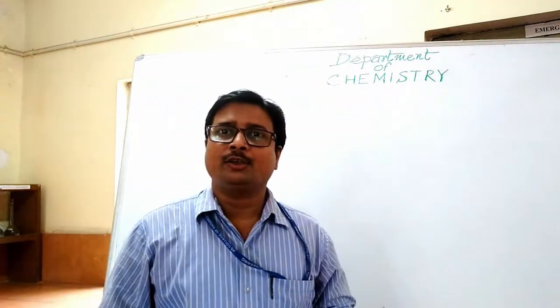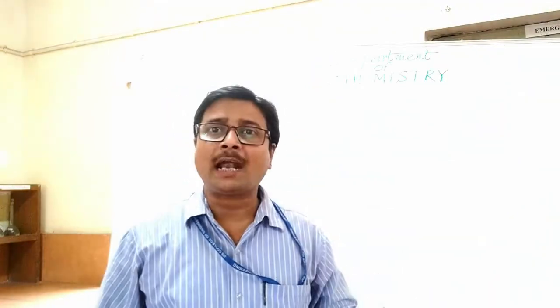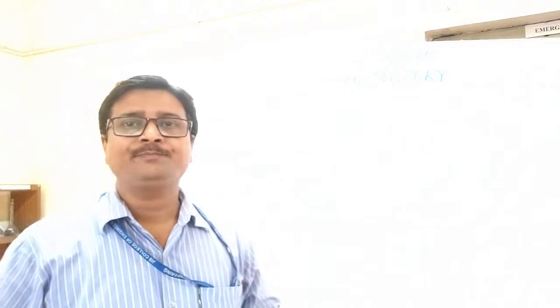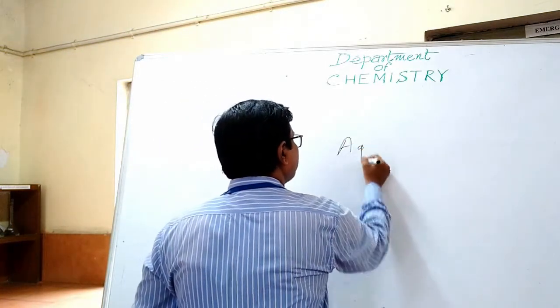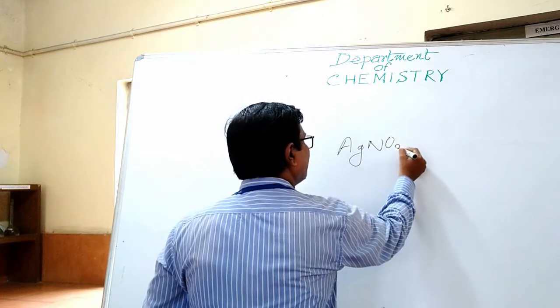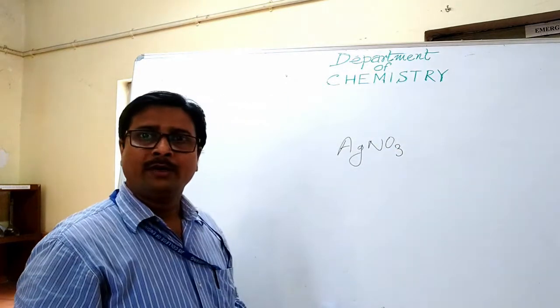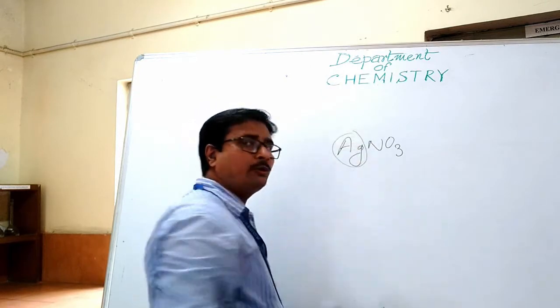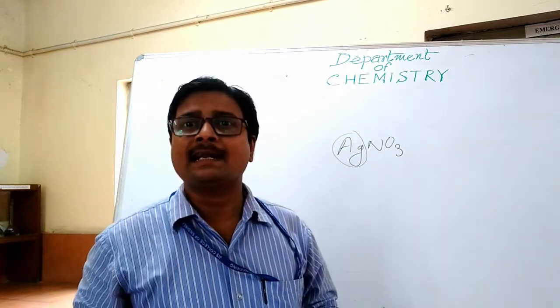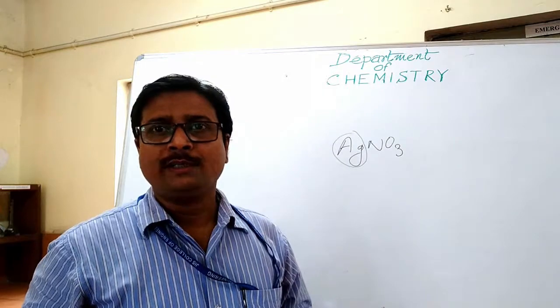Now, why is this term called argentometric? Because in this experiment the main reagent which we are taking is silver nitrate. Okay. Now you remember the Latin name of silver is argenta. So it is called the argentometric titration.